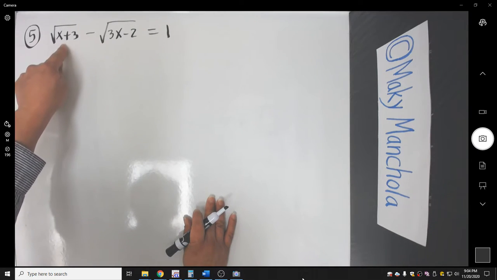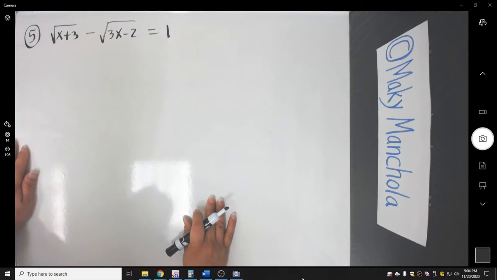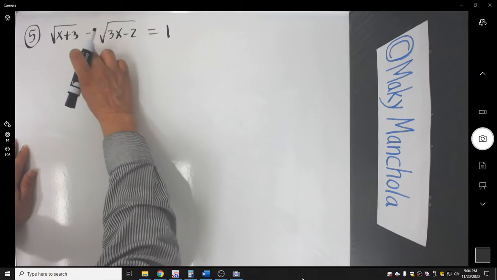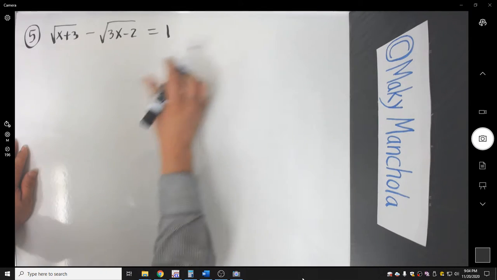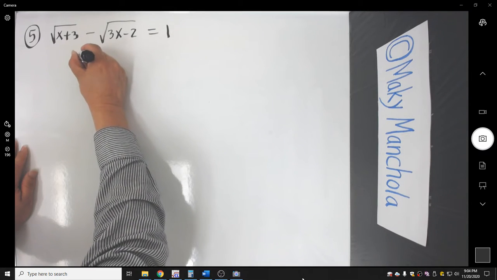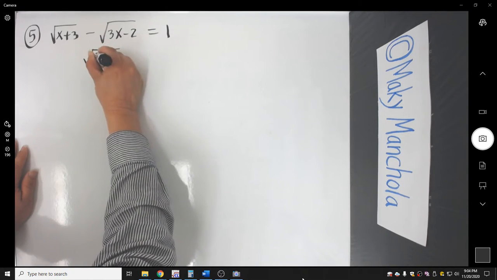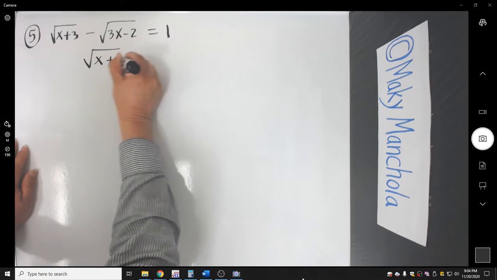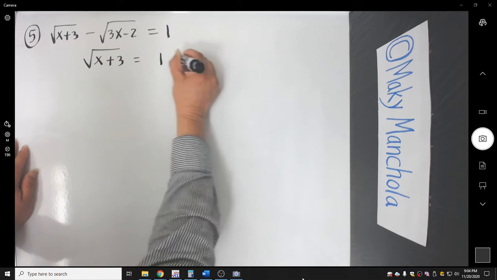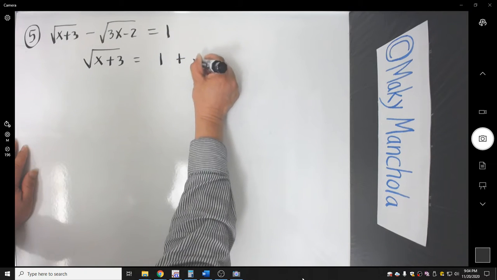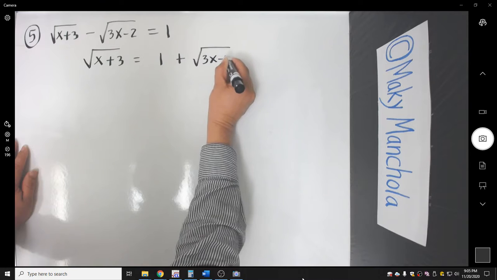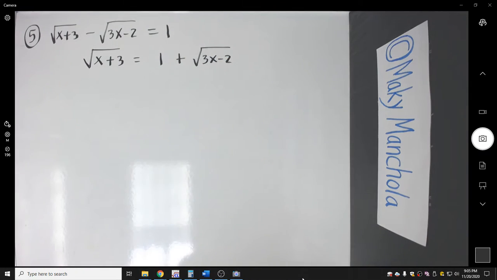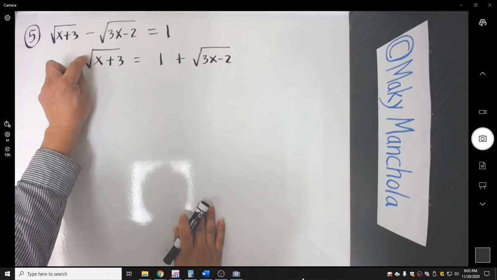Let me isolate the square root of x plus 3. So I would have to add the square root of 3x minus 2 on both sides. Here is what we obtain. That the square root of x plus 3 equals 1 plus the square root of 3x minus 2. Now, we're going to raise both sides to the second power, because that is how we are going to get rid of the square root.